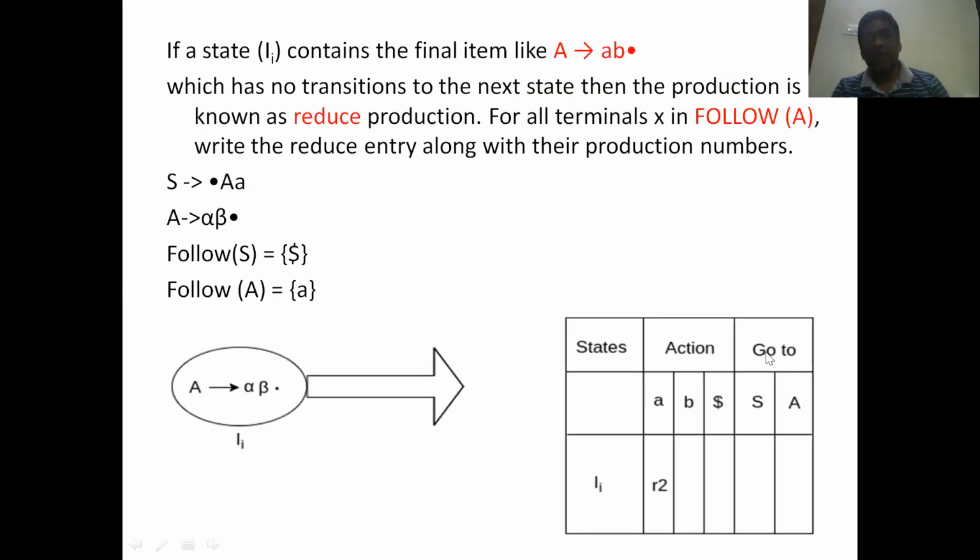Okay, and then third and most crucial part is writing the reduction operations. Whenever you have a production like this in any state, if any production has nothing after the dot, that represents the reduce operation. So how to fill it? Suppose you have something like this. This is the grammar, and you calculated follow of S and follow of A for all the variables in the grammar.